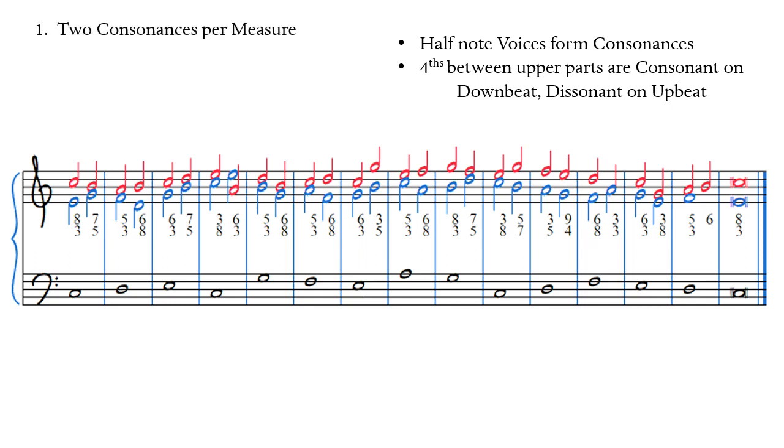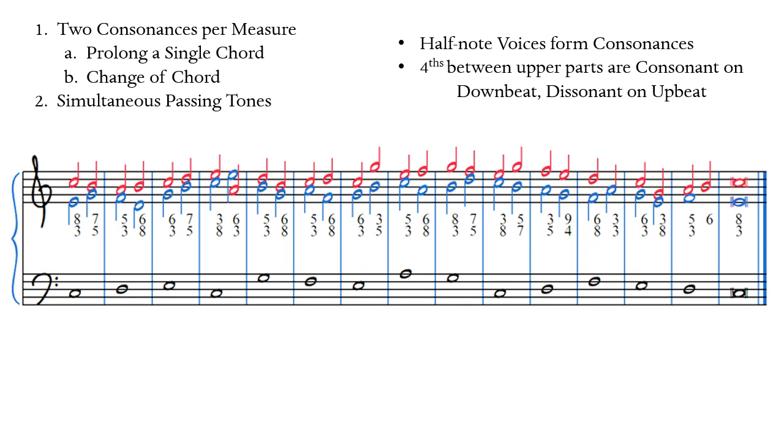First, both species voices can form consonances both on the upbeat and the downbeat. They can do this either by prolonging a single chord or by changing chord from the downbeat to the upbeat. The species voices could also form simultaneous passing tones, which will result in a very dissonant passing chord. Finally, we could also have a passing tone on the upbeat in one of the voices that is supported by a consonance in the other voice.